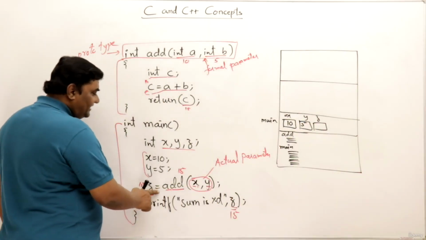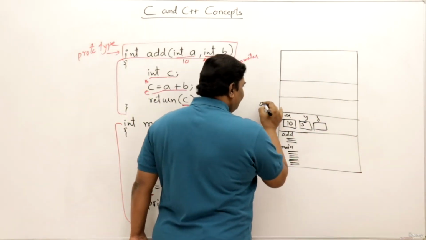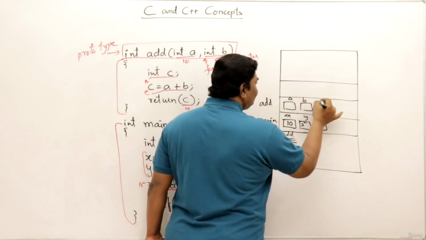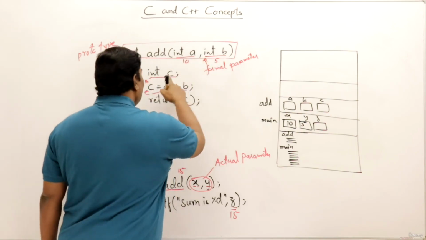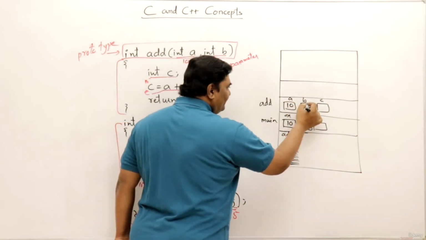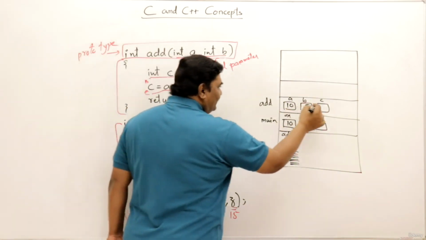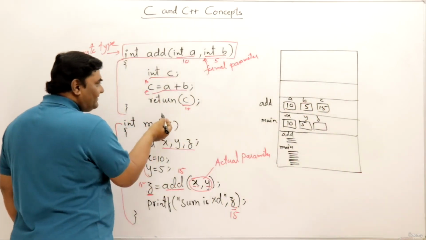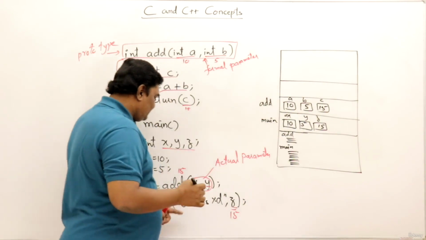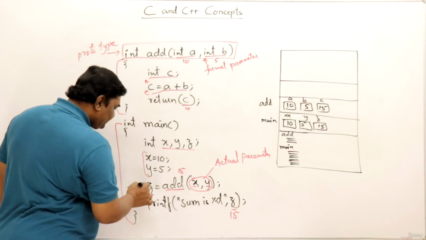Then the function add is called. Once the function add is called, its own activation record or stack frame is created, and it will have its own variables that are A, B, and C. These two parameters and a local variable. Now the value of x, that is 10, is passed here, and the value of y is passed here. Then it will add these two numbers, so the result is 15. Now the next line is returning. So when it is returning, the value of that C is copied in Z, because in this line you can see it is copied in Z.